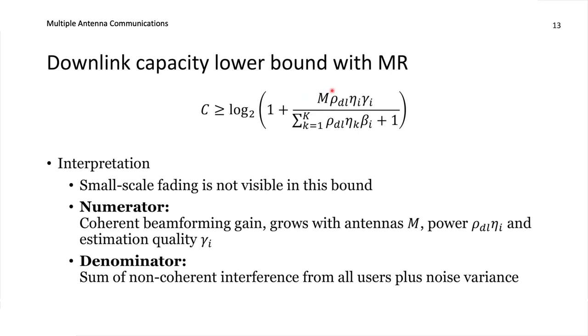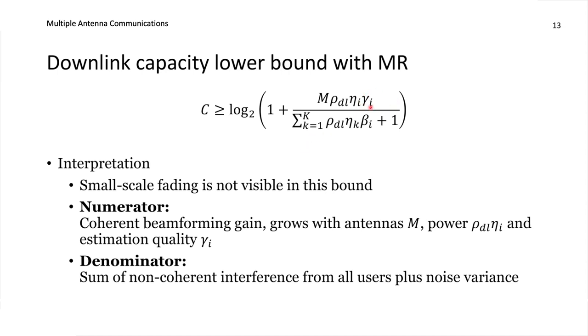So we have a term that is growing with the number of antennas M, which is sort of what we were getting in the MISO cases earlier. But now we have multiple users, but we can still achieve that beamforming gain. And then we have the transmit power that is allocated for the user, rho downlink times eta I. And then we have the estimation quality gamma I.